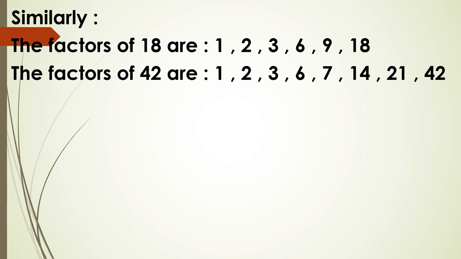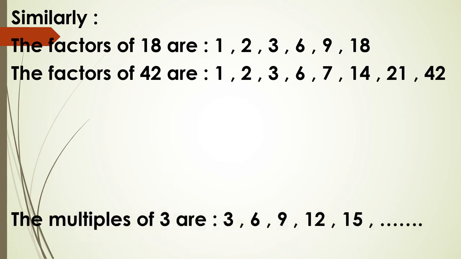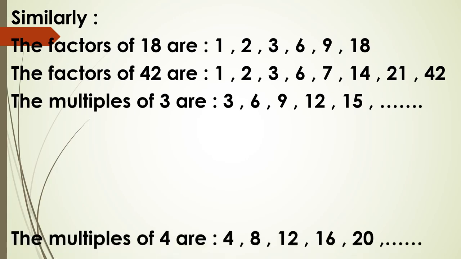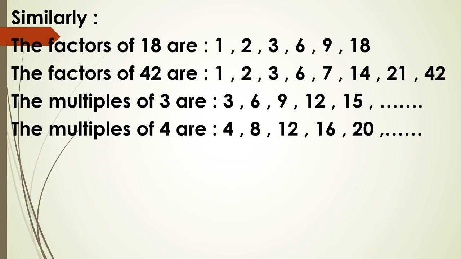Now see the multiples. Multiples of 3 are, do you know what multiples are? Multiples are just the table. Multiply. So multiples of 3 are 3, 6, 9, 12, 15 and so on. Here I have written the table of 3 only. And don't forget to write down 3, because 3 is a multiple of 3 also. The multiples of 4 are 4, 8, 12, 16, 20.